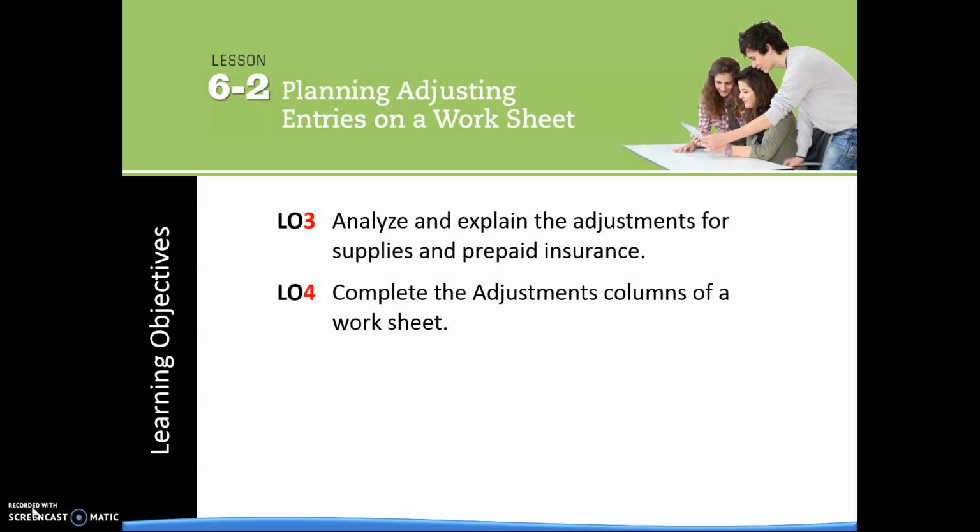It happens to be the hardest section of chapter 6, which is doing our adjusting entries. It isn't necessarily hard to do, it's just sometimes kids have a hard time wrapping their head around doing adjustments. So our objectives today are to analyze and explain why we need to do adjustments for supplies and prepaid insurance, and then to complete the adjustment columns on our worksheet.